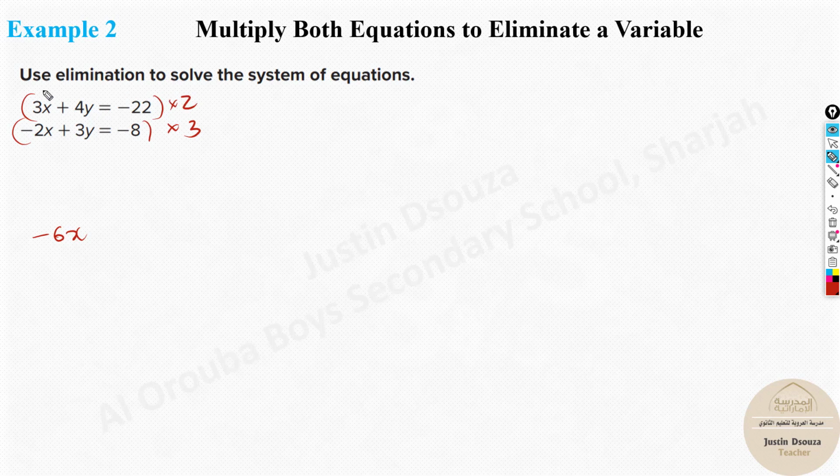Now let's do it. Let's multiply by 2 throughout. It will be positive 6x. So the first term, I can easily now cancel it. Now let's do it throughout the entire equation. It will be plus 8y equals negative 44. And what about this? It will be 3 times minus 2, which is minus 6. The other terms will be 3 times 3 is 9y equals negative 8 3s are 24.